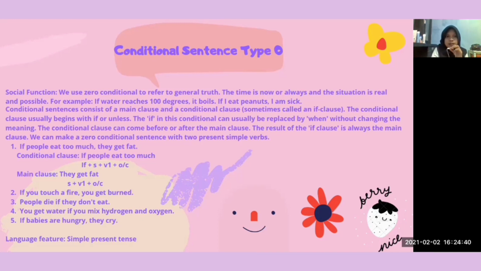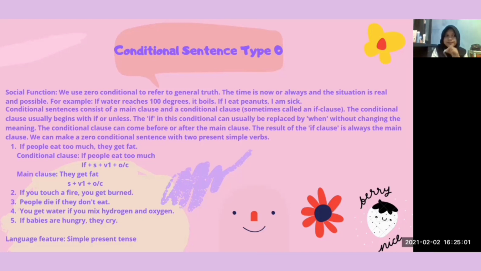For example, if water reaches 100 degrees, it boils. It's a fact. I'm talking in general, not about one particular situation. If I eat peanuts, I am sick. This is true only for me, maybe not for everyone, but it's still true that I'm sick every time I eat peanuts.